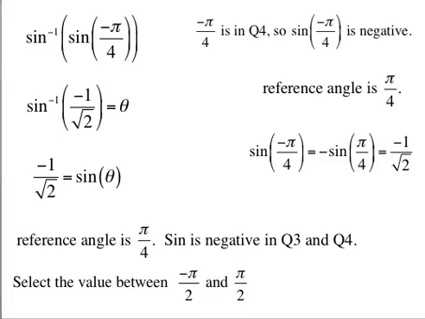So I think I'm going to want the quadrant 4 answer. So sine of theta is -1 over √2. Well, let's think about this. Reference angle is pi over 4. To put it in quadrant 4, how about negative pi over 4? And indeed, that's the answer.